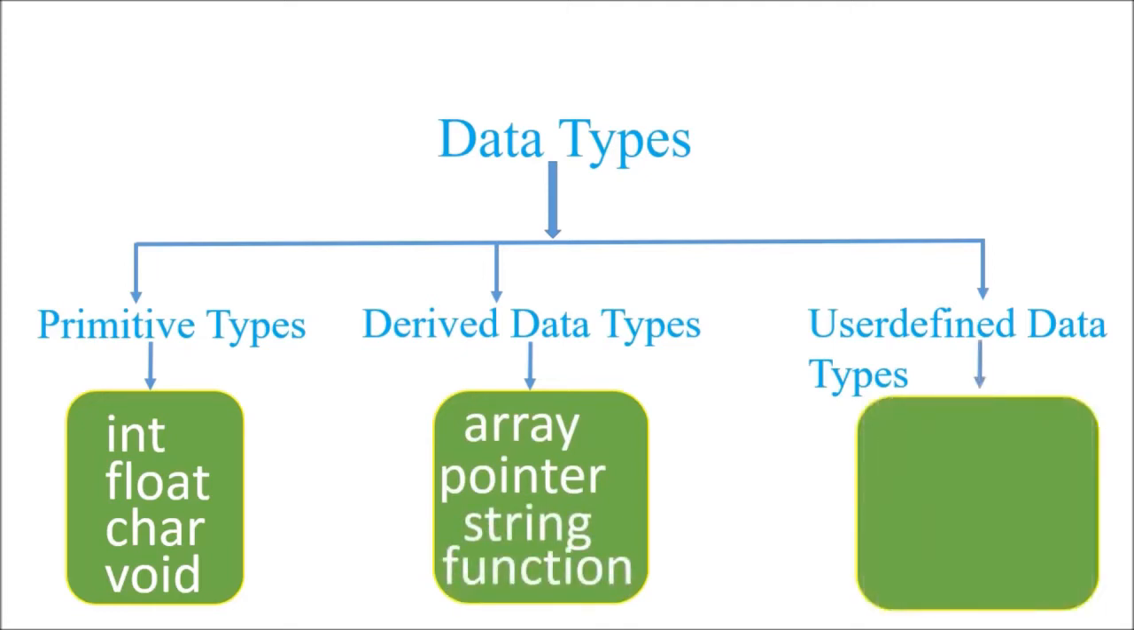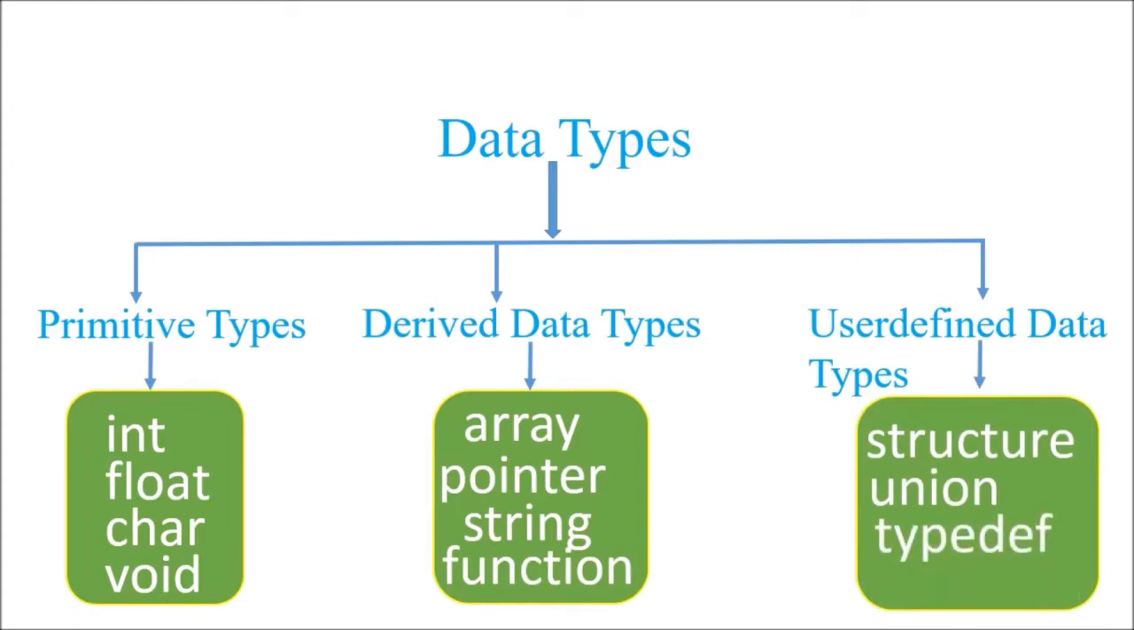User defined data types also have four types, which are structure, union, typedef, and enum. These are the three classifications of data types: primitive type, derived type, and user defined type. But in these videos, I'll discuss only primitive data types.